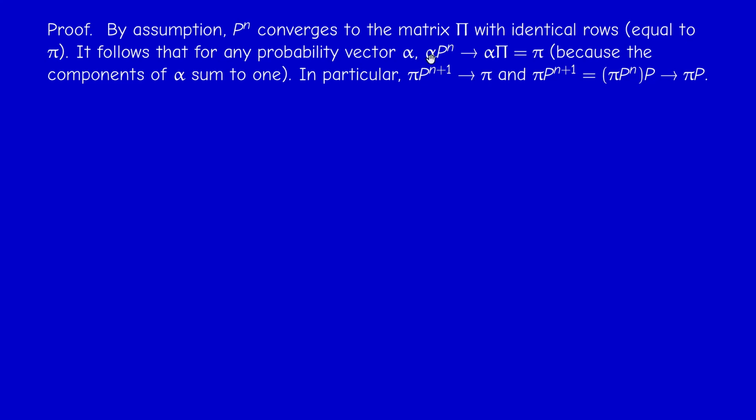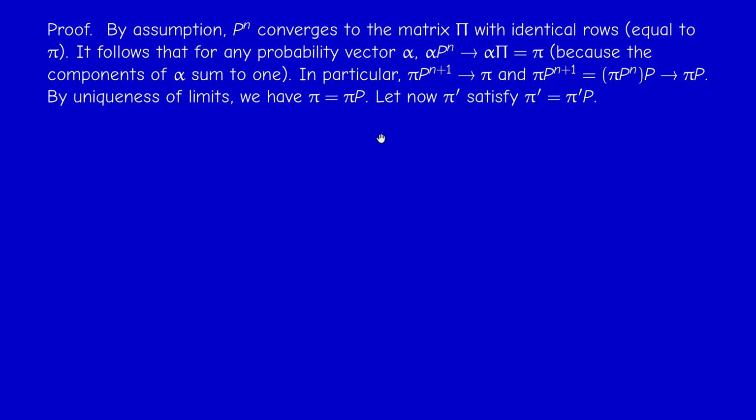And so in particular, if you take alpha equal pi, we'll get two things. So pi times P to the n plus 1 converges to pi. And if I write pi P to the n plus 1 as pi P to the n times P, then this converges to pi P. And so by uniqueness of limits, we get the equation pi equals pi P. Now, why is it unique? The solution of the linear system is unique.